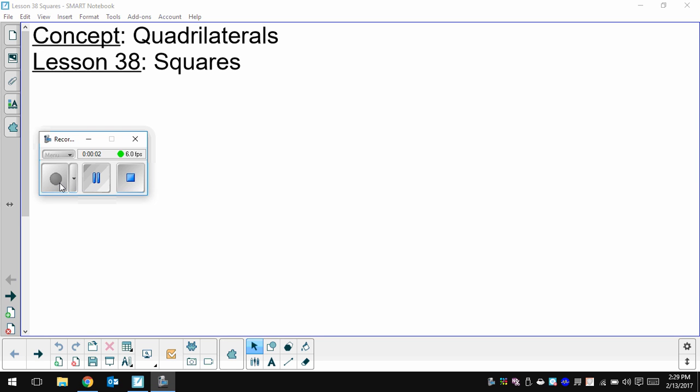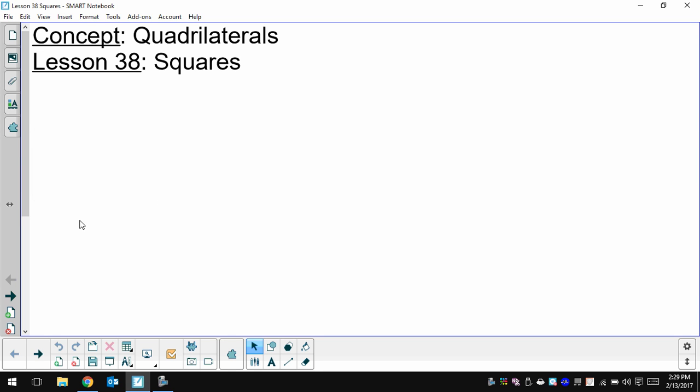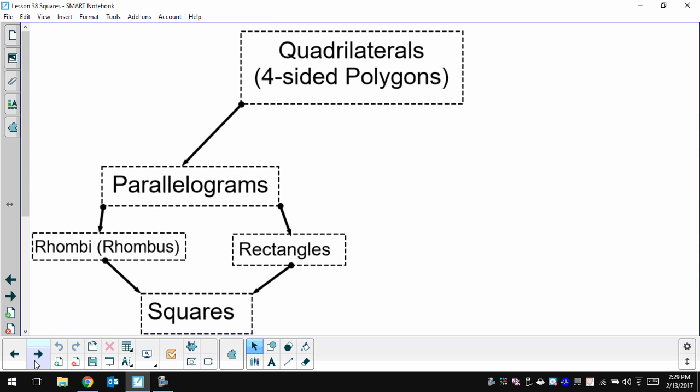Hey all, today we're going to talk about our last type of parallelogram, and those are squares. So a square is a rhombus and a rectangle sort of mixed together. So it has all the same properties as a parallelogram, a rhombus, and a rectangle.